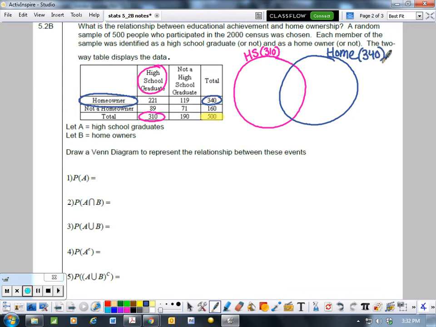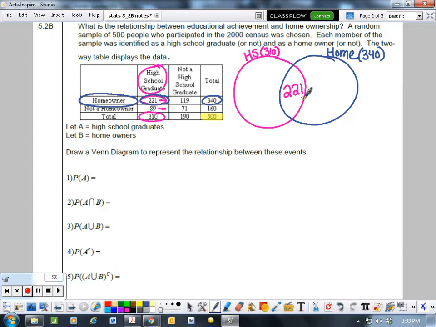Now this is broken up into parts of the circle. So when I'm looking at my high school graduates, I actually have two numbers. I have the 221 and the 89. So inside my circle, I have the 221 that is also in my blue area. So this is my overlapping portion. So my 221 of my high school graduates are also in the homeowner circle.